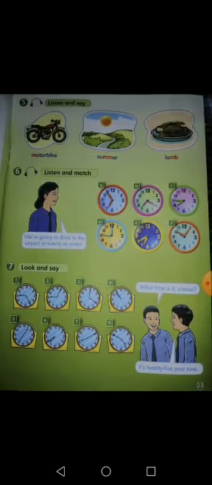Okay, student? So let's move to page 23. Here we have exercise number 5. You have to listen and say, okay? Try to repeat after the recorder. So it is exercise number 5. Listen Pupils Book, carefully. Page 23.